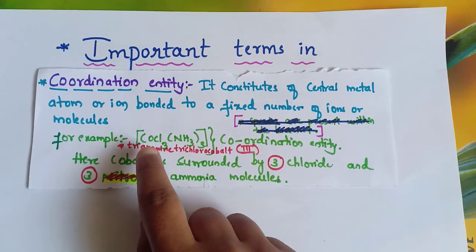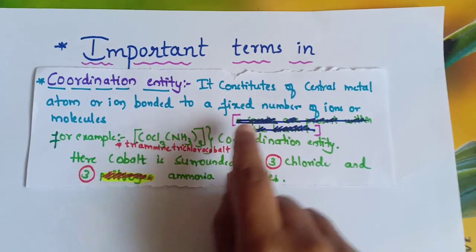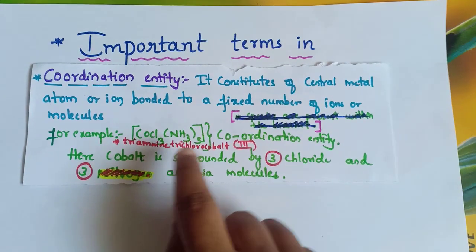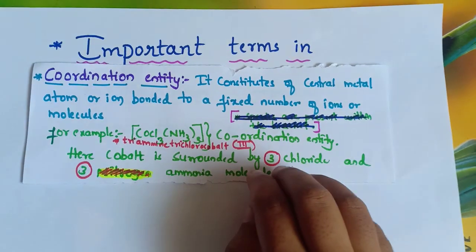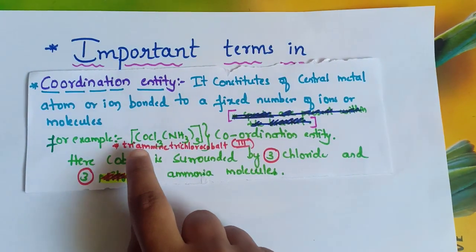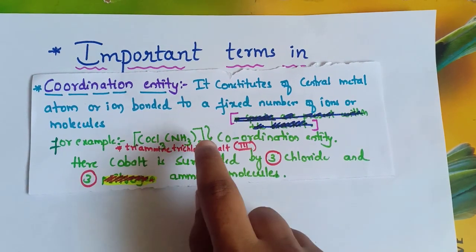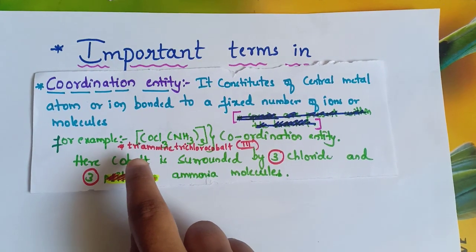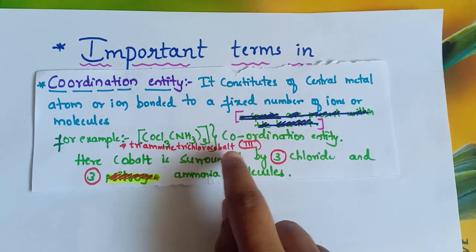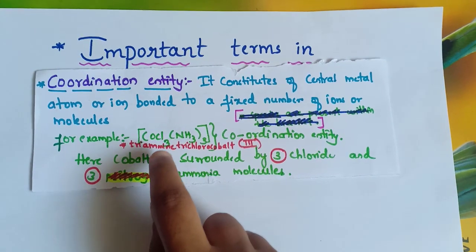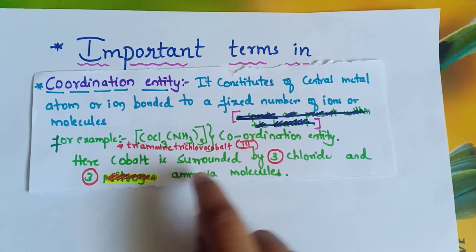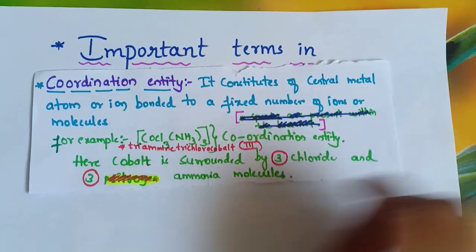It consists of a central metal atom or ion. It is surrounded by a fixed number of ions or molecules. It is the coordination entity. Here we have the example CoCl3, NH3 thrice. It is triamminetrichlorocobalt. Here the cobalt is surrounded by 3 chloride and 3 ammonia molecules. It is a coordination entity.